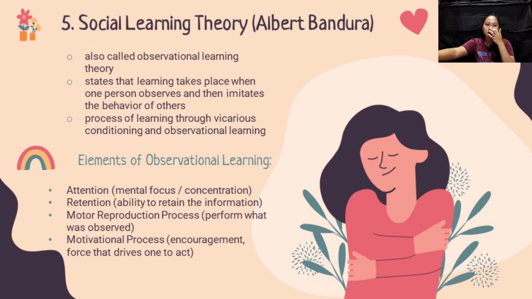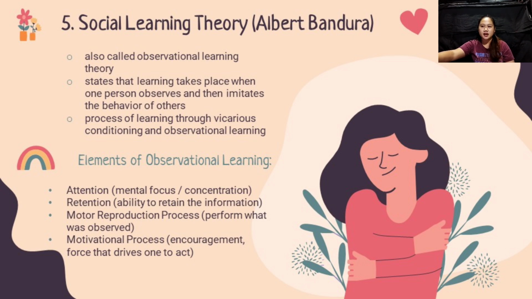So number 5 is social learning theory. Social learning theory by Albert Bandura, also called observational learning theory, states that learning takes place when one person observes and then imitates the behavior of others, a process of learning through vicarious conditioning and observational learning. Most human behavior is learned through observation, imitation, and modeling.